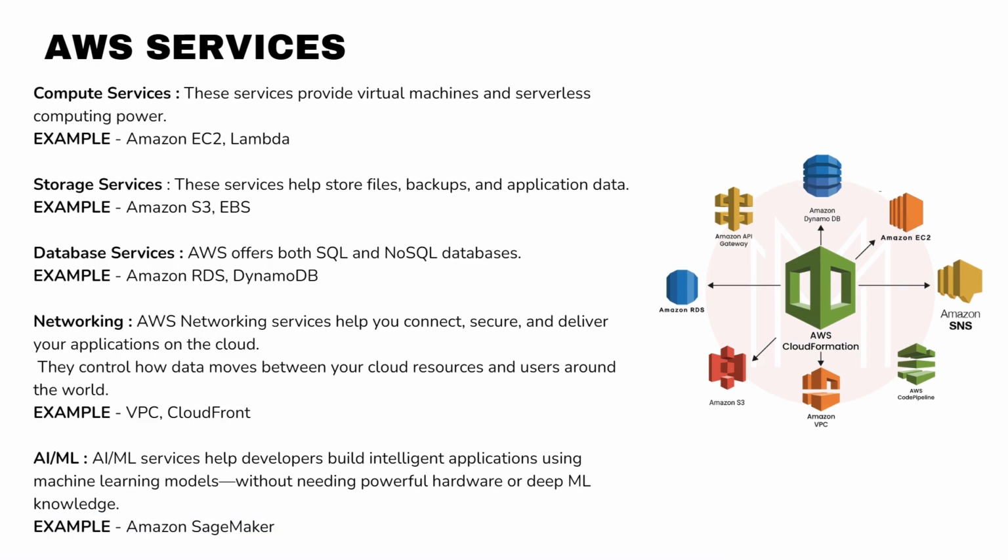Then we can see about AWS services. AWS offers many services, but there are a few main ones that almost every company uses. Let me explain these important services. First, compute services. These services provide virtual machines and serverless computing power. For example, Amazon EC2 is like renting a virtual computer from AWS. You can choose how much RAM, CPU, and storage you want and run your applications on it. It works just like a normal computer but in the cloud.